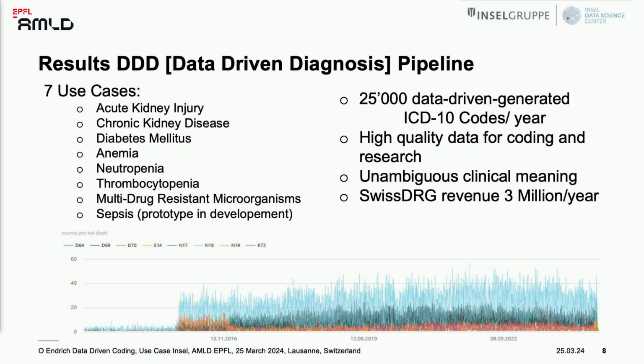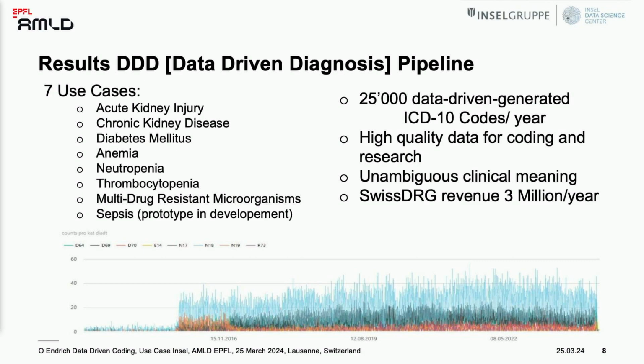So now the results. After 5 years of running the system, you can see we started in 2019. We have also back calculated 3 years of data. So this short line on the left is actually our baseline. This is the starting point. And now we have 7 use cases: acute kidney injury, chronic kidney disease, diabetes, anemia, neutropenia, thrombocytopenia, multi-drug resistant microorganisms, and now sepsis in prototyping.